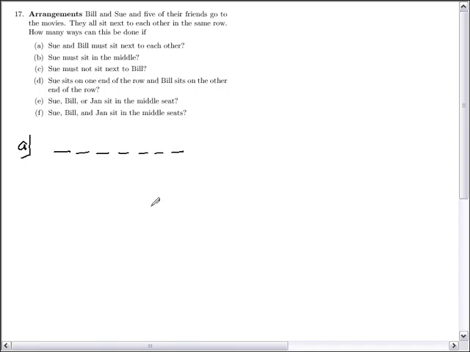Those are 7 seats. Part A, Sue and Bill must sit next to each other. So we're going to put Sue and Bill in those 2 spots. Now, we could have Sue in the first seat, then Bill, or vice versa. So there's 2 choices for the first seat, and then 1 choice for the next one. Now, the other 5 friends, we don't have restrictions on them. But remember, once somebody's in a seat, they can't be in any other seat, so there's no replacements, no repeats. So there are 5 choices here, 4, 3, 2, and then 1.